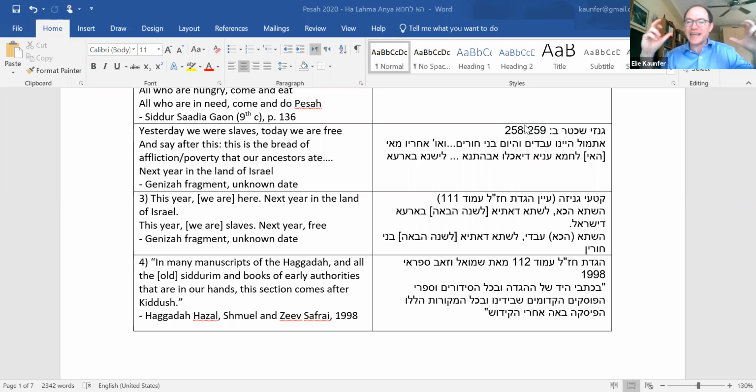It's actually a nice bracket because how do we end our Seder? L'Shana Haba'a B'Yerushalayim Habnuya, which actually has its own history, but this would be a nice way: you begin and you end your Seder with next year will be somewhere else.